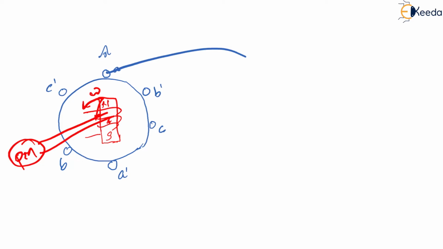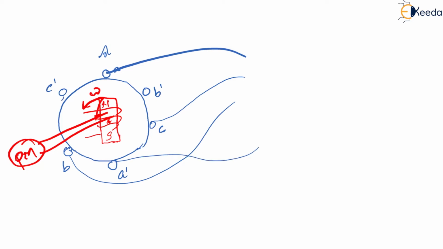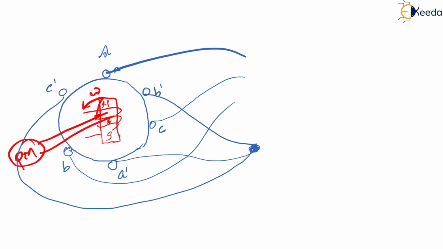Now let me take out these terminals: terminal A, terminal B and terminal C. Let me have these three also: C dash, B dash and A dash. For example, these are taken out and short circuited here.